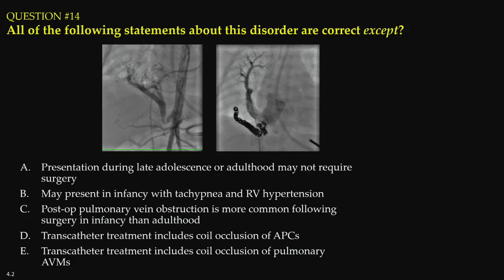Okay, all of the following statements about this disorder are correct except: A, presentation during late adolescence or adulthood may not require surgery. B, they may present in infancy with tachypnea and RV hypertension. C, post-op pulmonary vein obstruction is more common following surgery in infancy than adulthood. D, transcatheter treatment includes coil occlusion of APCs. And E, transcatheter treatment includes coil occlusion of pulmonary AVMs.